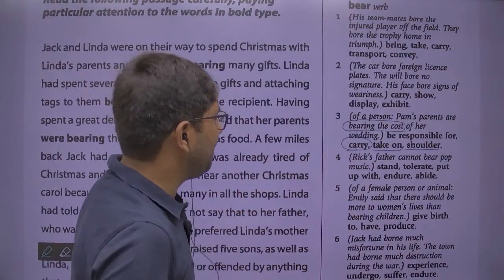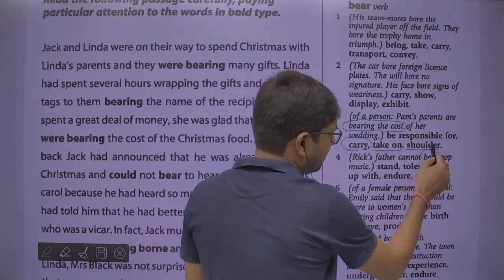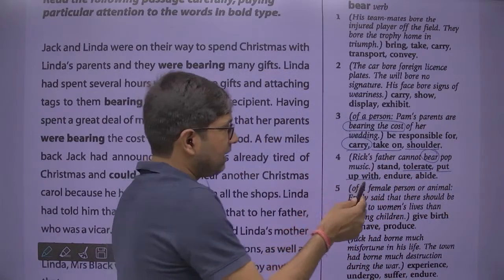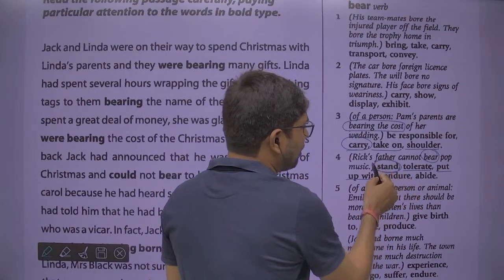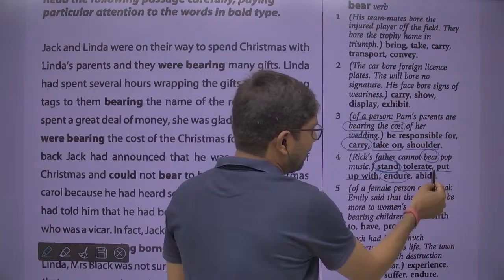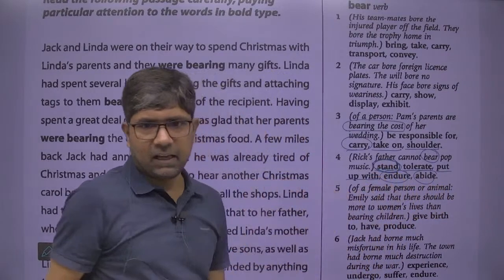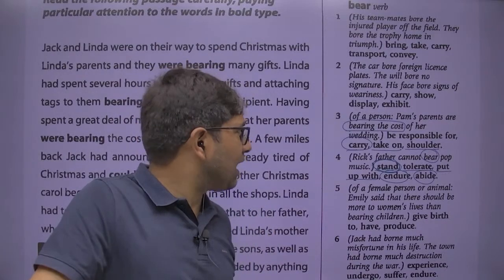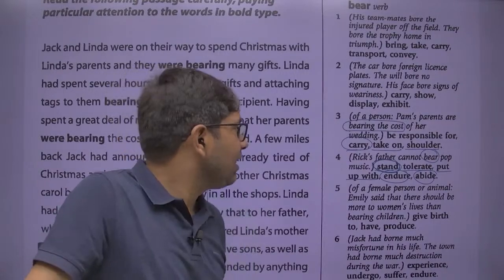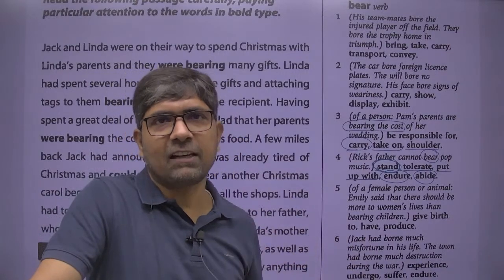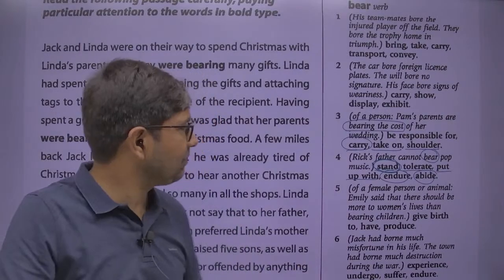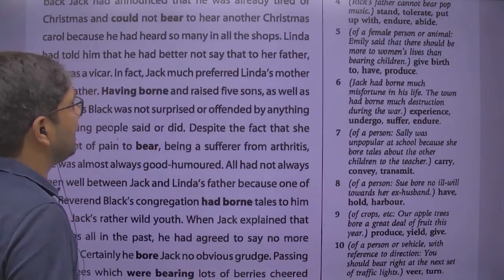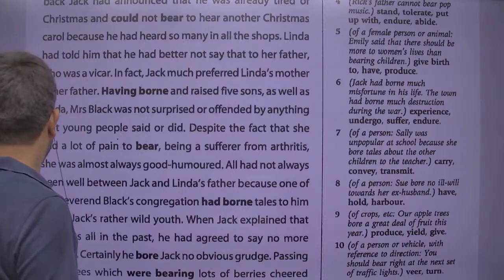Rick's father cannot bear pop music. Bear pop music means cannot tolerate, and to tolerate is to cannot put up with the person. It means you cannot stand, it means you cannot endure, you cannot abide, you cannot tolerate. If you can't stand it, means you can't tolerate it, you can't endure it, you can't abide by it for a long time, you can't put up with it, you can't continue with it, means you can't bear, you can't carry.